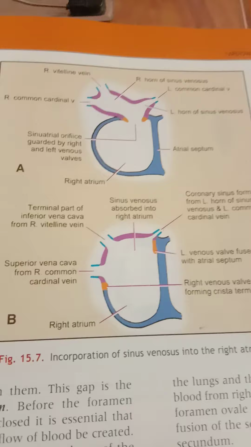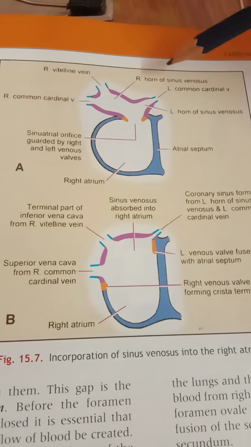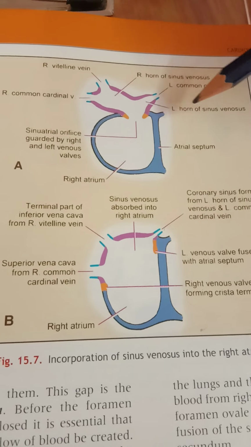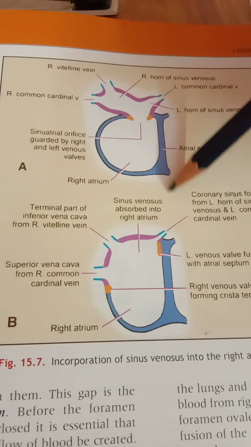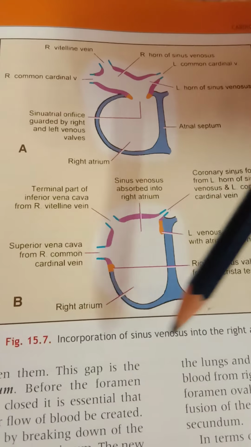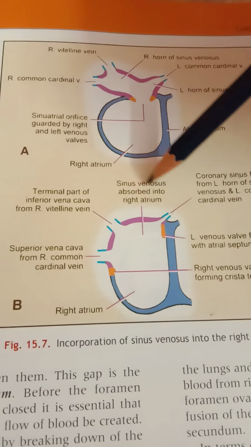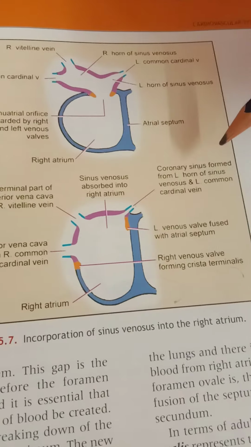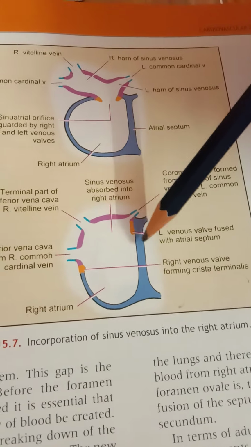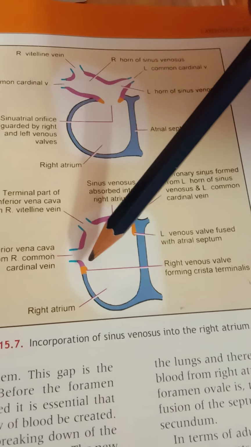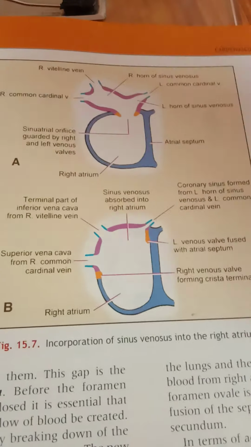So let us check out this diagram and understand everything. This is the right vitelline vein, right common cardinal vein, right horn of sinus venosus, left common cardinal vein, left horn of sinus venosus, and this is the sinoatrial orifice guarded by the right and left venous valves. It is entering into this, and this is the atrial septum formed. This is the right atrium. So this is how the right atrium is formed, and here the terminal part of the inferior vena cava from the right vitelline vein. The sinus venosus is also absorbed into the right atrium. The coronary sinus is formed from the left horn of sinus venosus and left common cardinal vein, and the left venous valve is now fused with the atrial septum, and the right venous valve is forming a crista terminalis, and this is the right atrium. This is the superior vena cava from the right common cardinal vein.